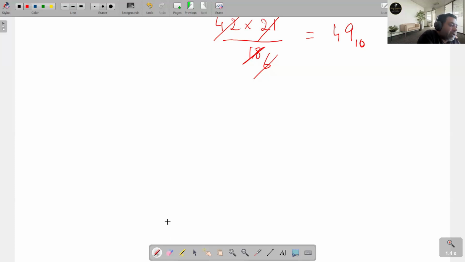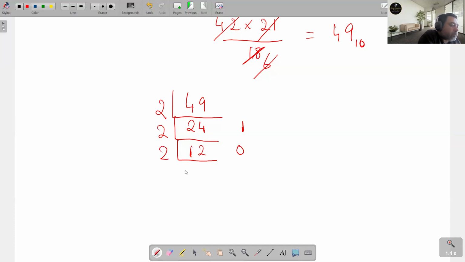So 49, if you have to convert into base 2, we need to divide this by 2. Our remainder will be 1 and the quotient will be 24. Again we divide by 2, our quotient will be 12 and our remainder will be 0. Again we divide by 2, we get 6 and remainder 0. Again by 2, we get 3 with remainder 0. And again we divide by 2, our quotient will be 1 and remainder will be 1.